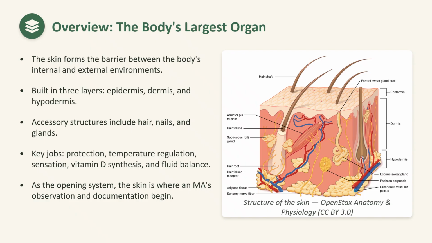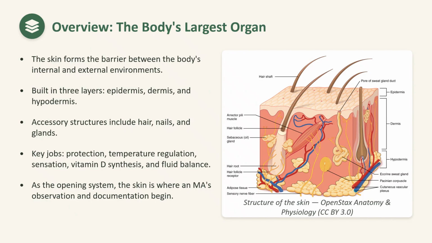Structurally, the skin is built in 3 layers, shown stacked here on the right. On top is the epidermis, the thin outer barrier you can actually see and touch. Beneath is the dermis, a thicker layer packed with blood vessels, nerves, and glands. And deepest is the hypodermis, made mostly of fat and connective tissue. We'll take each of these one at a time in the next few slides.